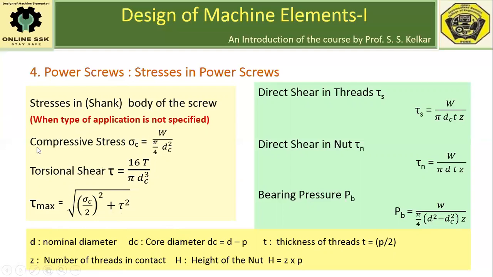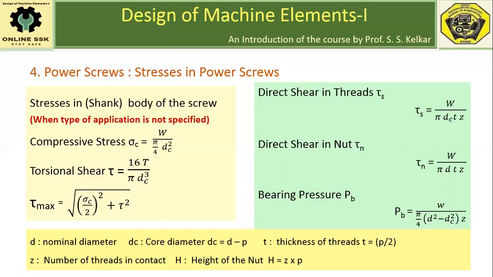So here, as the screw is loaded with a load, that load will cause compressive stress inside the power screw, and that compressive stress developed will be given by W, the load, divided by pi by 4 dc square. dc is the core diameter. So we have to take the core area into account: the applied load divided by the core cross-sectional area. This formula will give you the compressive stress developed inside the body of the screw. The body of the screw is also called the shank of the screw.